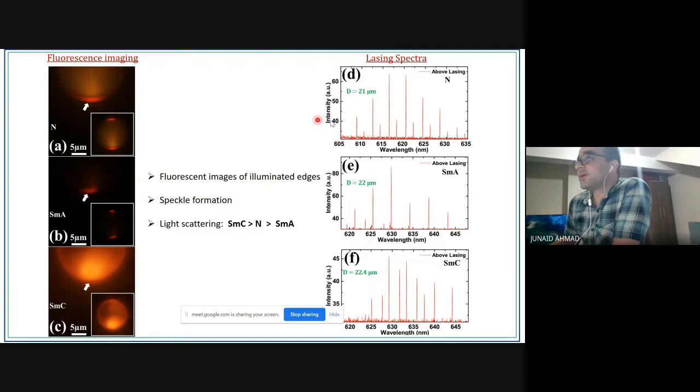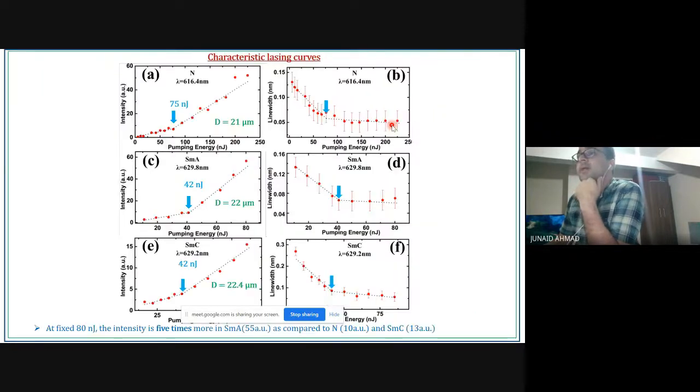And these are the 3 corresponding lasing spectra, above lasing threshold, corresponding to these 3 droplets. And the sizes are 21 micron, 22 micron, and 22 point something, which is quite comparable to each other. So these peaks are quite narrow, which gives a hint that these whispering gallery modes are lasing. To study whether they have lased or not, we did some qualitative analysis of intensity and line width as a function of pumping energy.